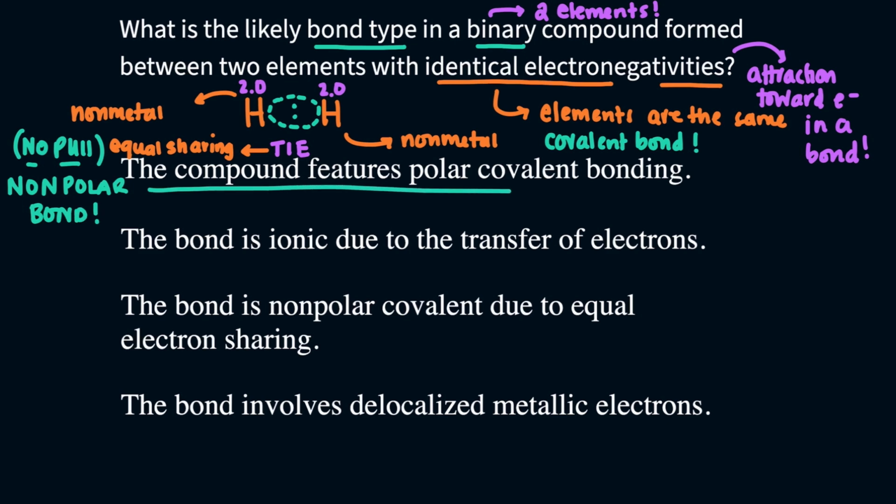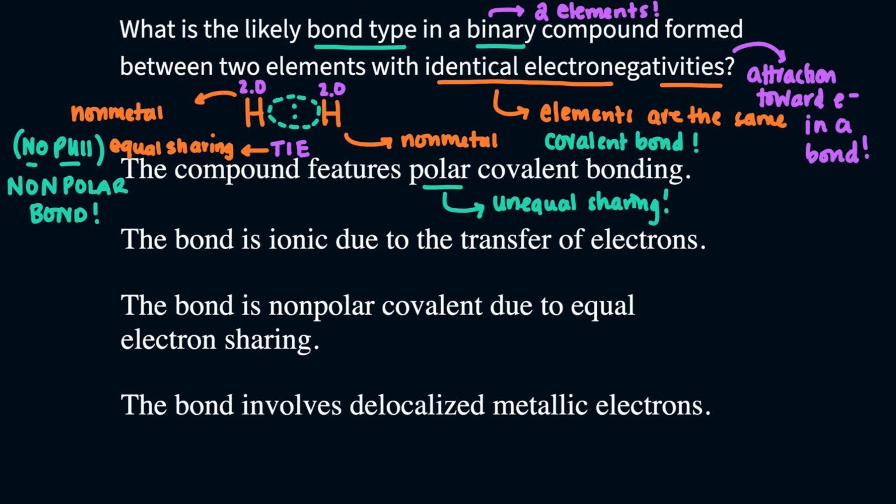So for letter A, the compound features polar covalent bonding? No, this is equal sharing. Polar means that there's unequal sharing, and that would mean that the electronegativities would be different. So this one is not the correct answer.